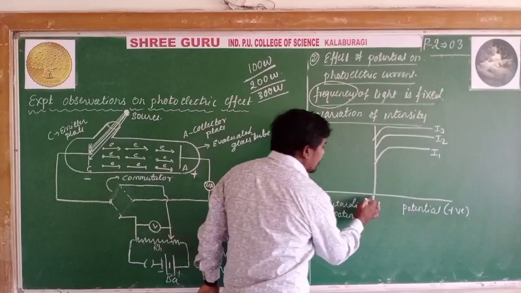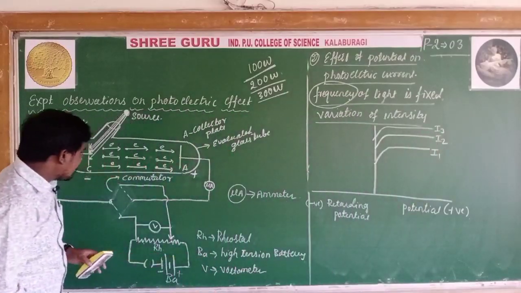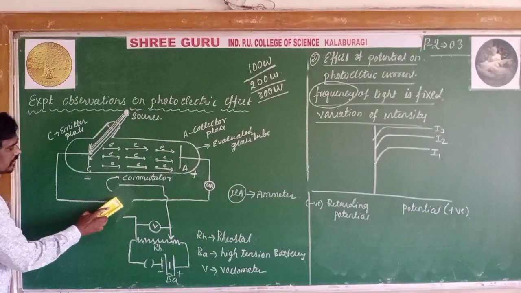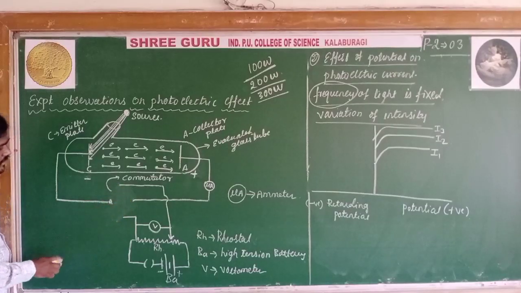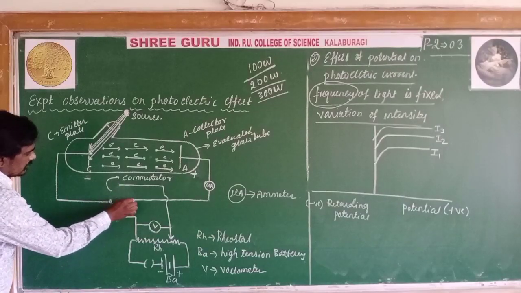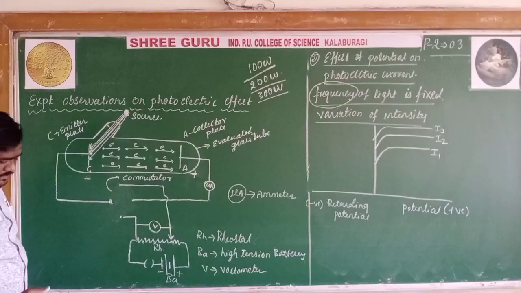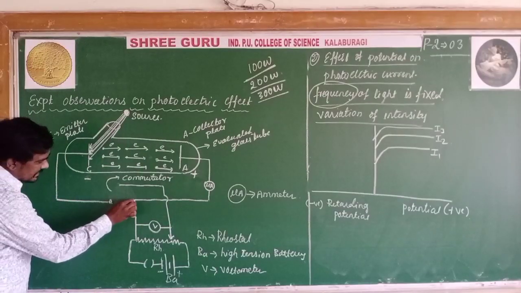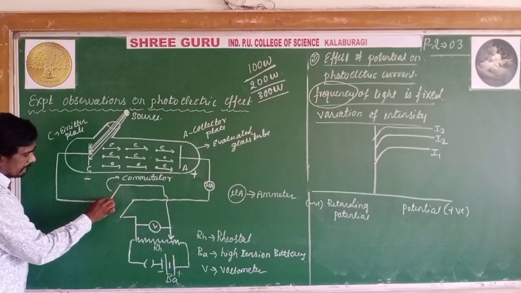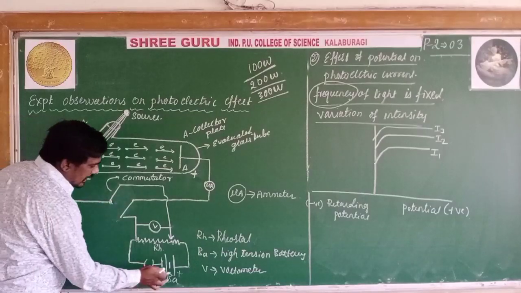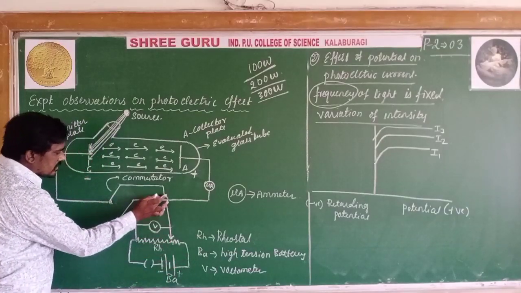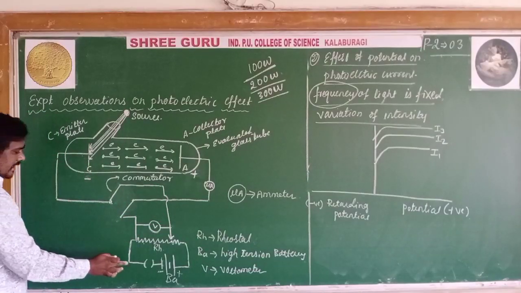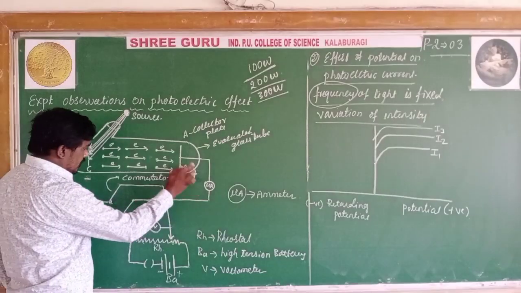Listen here. Now we increase the positive potential. Now this commutator, I am going to use this commutator, and this commutator helps in changing the polarities. Now I am going to connect like this. Now I have connected like this, and the positive charge ions are moving towards the cathode and negative charge ions are moving towards the anode plate.